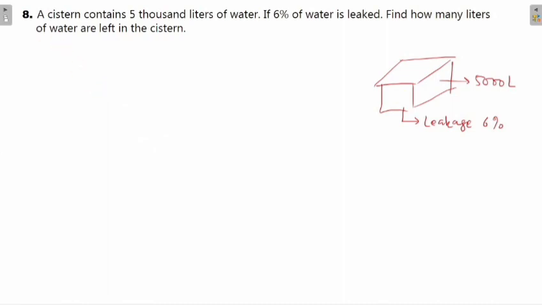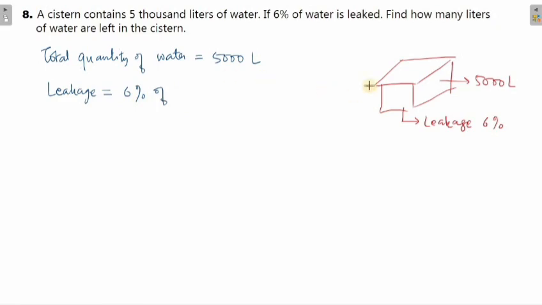Okay, so let's see what is given to us. So the total quantity of water is given to be 5000 liters. Now let's find what is the leakage. So leakage is given to be 6%. So 6% of the total quantity, which is 5000. So from 5000 liters, 6% is the leakage.